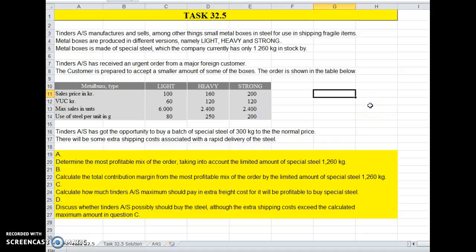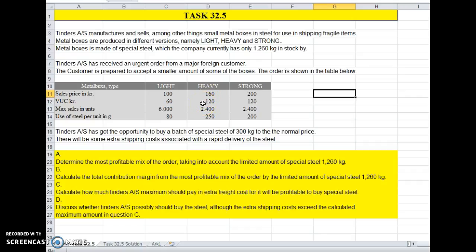Hello. Chapter 32 is dealing with scarce resources, and in the first part you only have one scarce factor. So this task 32.5 is one of these. As you can see here, you have three different products: light, heavy, and strong. You can also see that the sales price is 100, and then the variable unit cost is 60, so you have a positive contribution margin of 40.